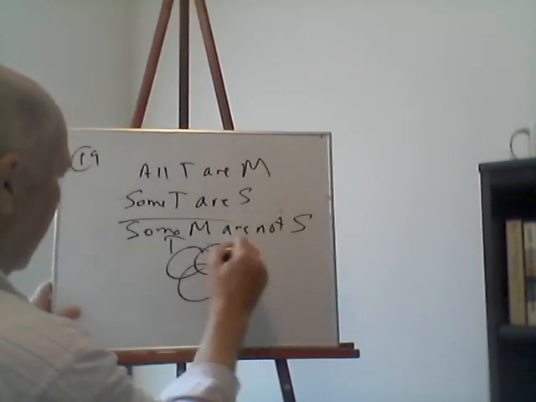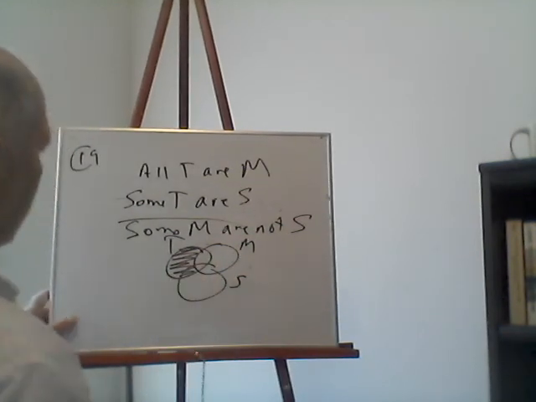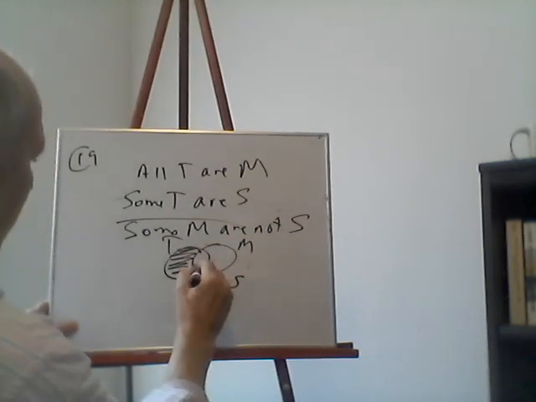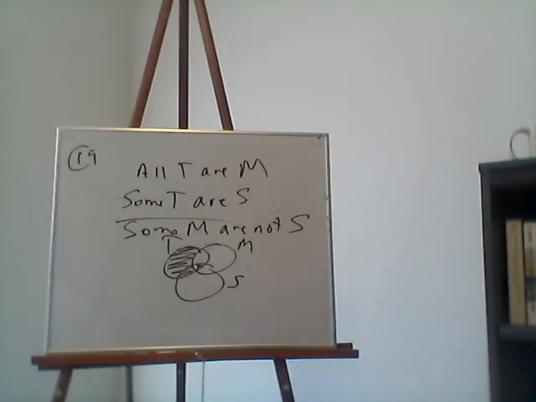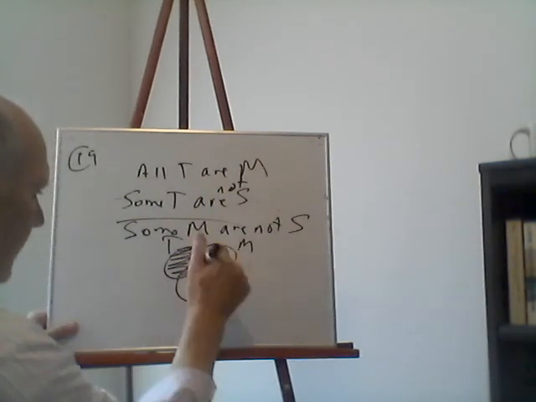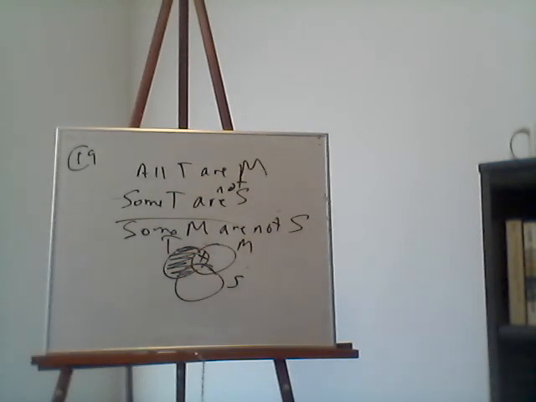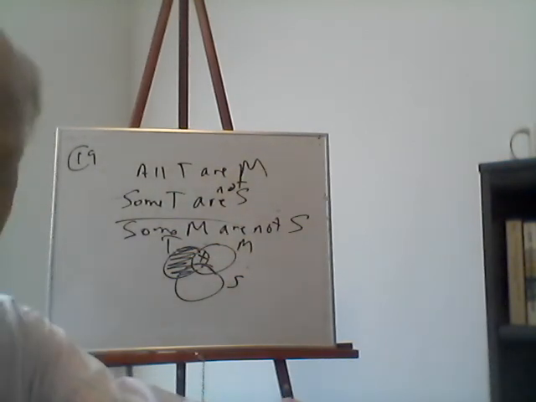So we have T, M, S. All T are M is here. Darken everything inside T that is outside M. Some T are S here. Do we know some M are not S? Some T are not S. Do we know that some M are not S? Yes, we do. It's a valid argument. Okay, that's all.